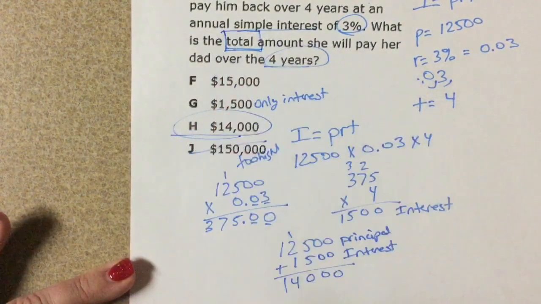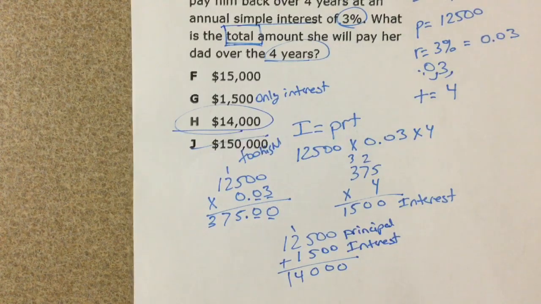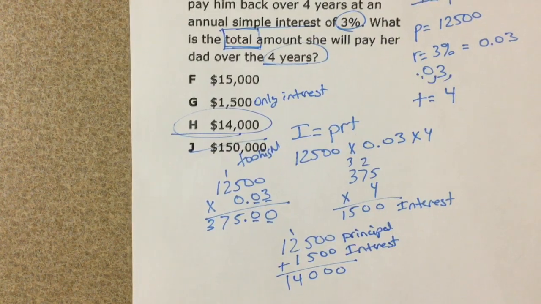That's the total amount. Remember, you have to look, because sometimes they're going to ask you just for the interest. Sometimes they'll ask you for the total amount.